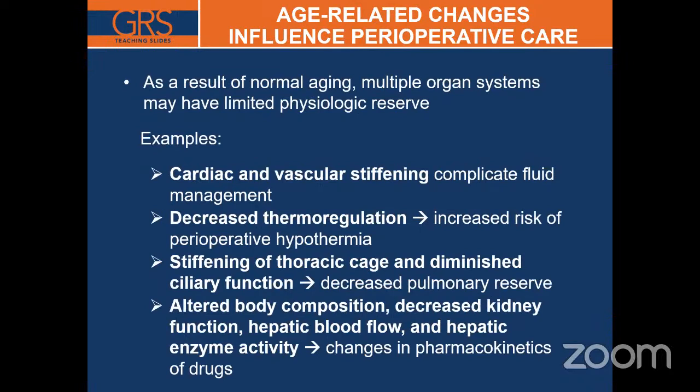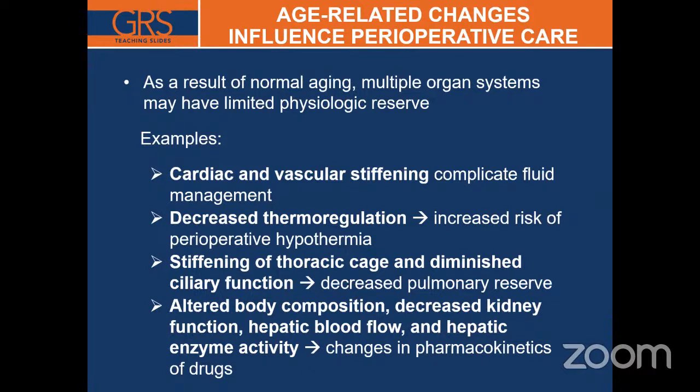So what are the physiological changes that really influence perioperative care? As a result of normal aging, multiple organ systems have limited physiological reserve with time. The best example is cardiovascular: cardiac and vascular stiffening will complicate fluid management, and decreased thermoregulation with aging will lead to increased risk of perioperative hypothermia.